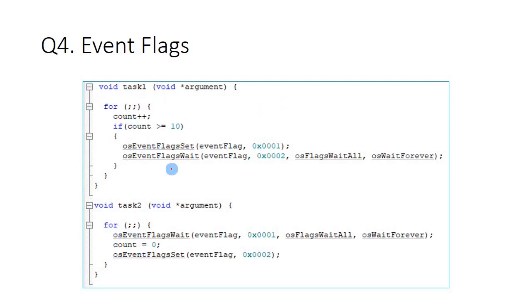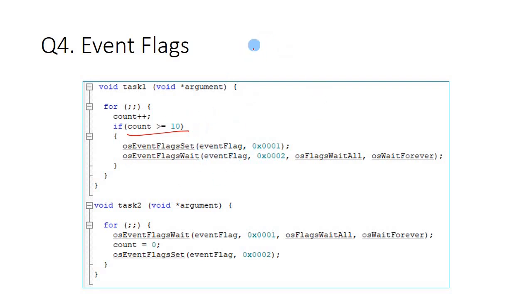So task 1 will keep incrementing, and the moment it hits a value of 10, it will set an event flag. Of course, the main code is not shown here. If you look back at the lecture slides, you will see that event flags can be used across multiple tasks. For thread flags, every thread has its own unique thread flags. But for event flags, multiple threads can write or wait for the same set of event flags.